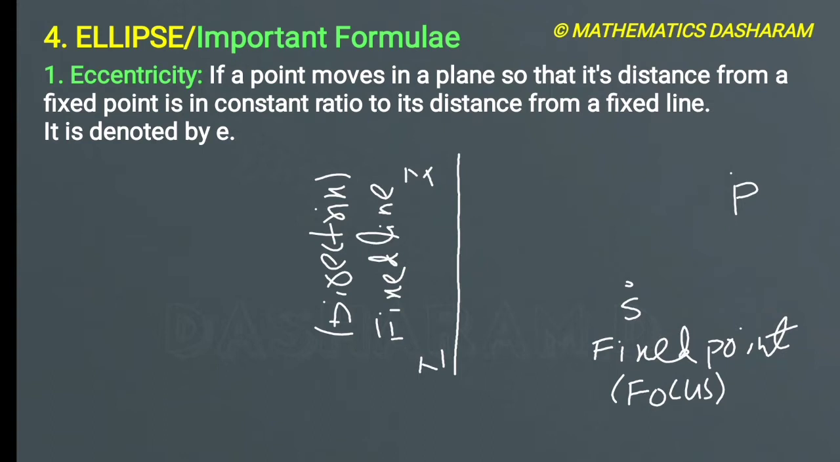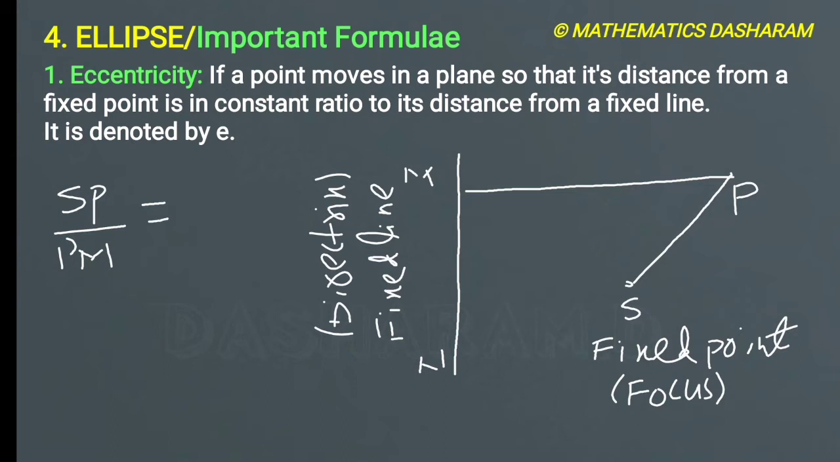So the distance from S to P divided by the distance from P to M, SP divided by PM, is called a ratio. This ratio is a constant ratio and it is called eccentricity, denoted with a small e.